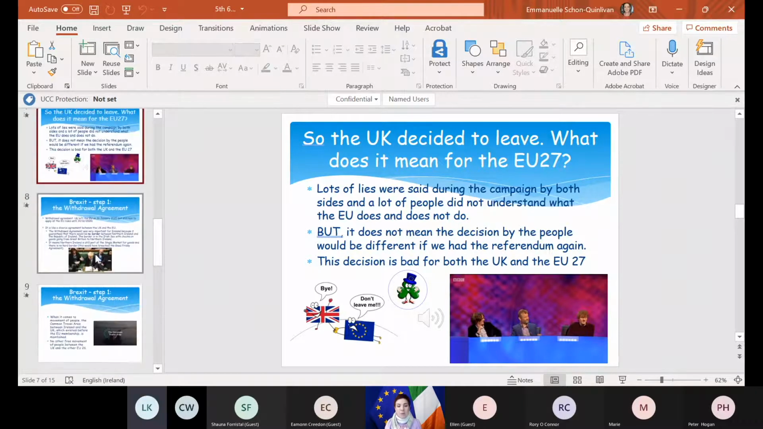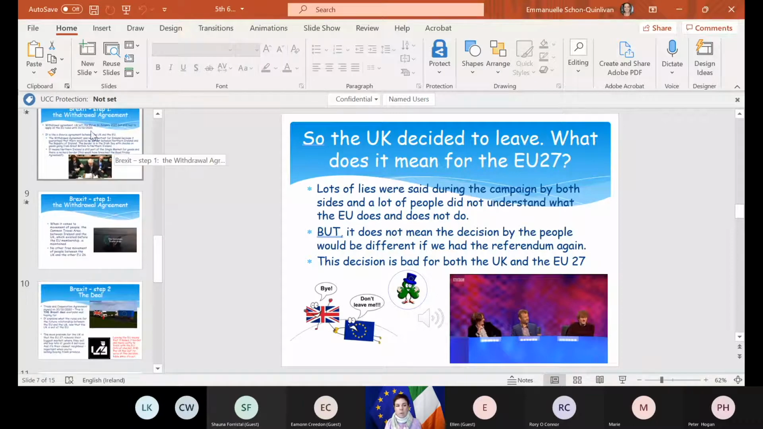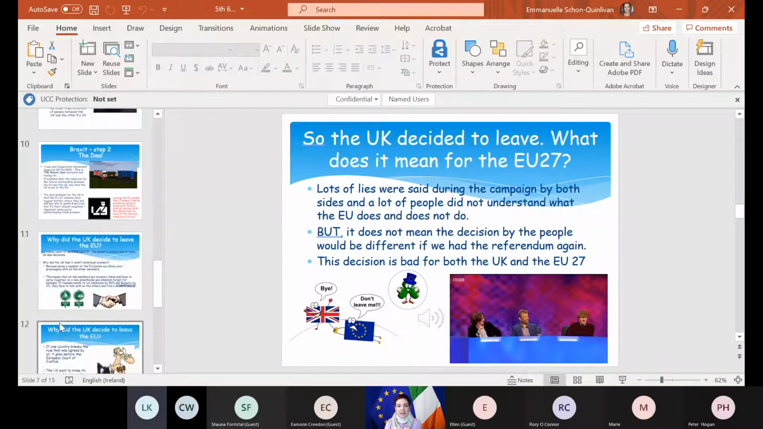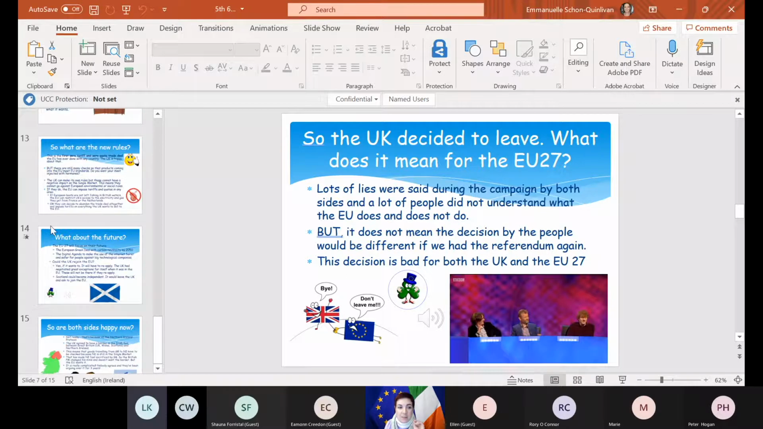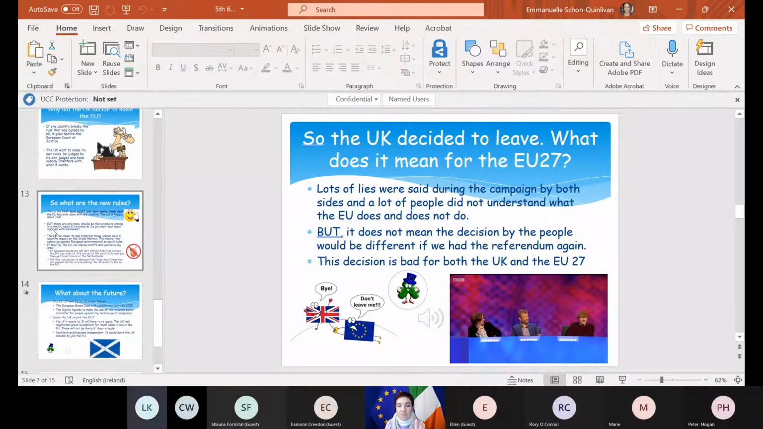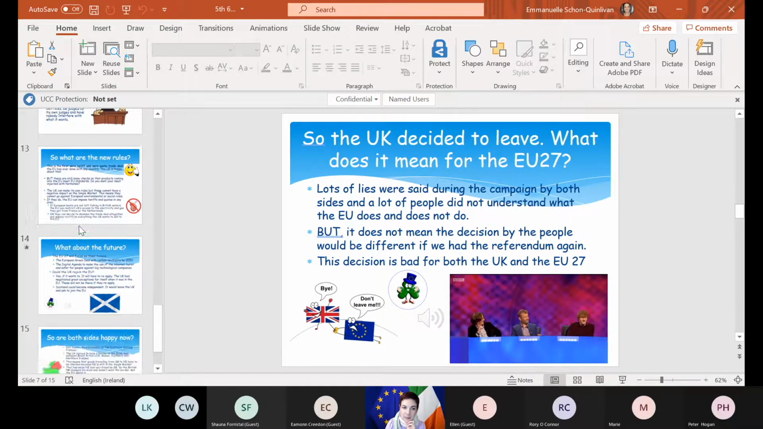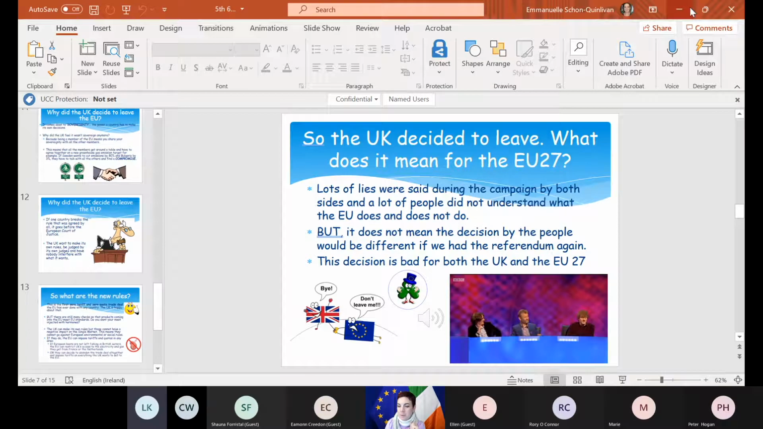And then we go through the different steps: the withdrawal agreement, the deal, and what about the future? You can completely pare it down. I know from experience that the children ask tons of questions, so I've tried to give you as much information as possible, but you can take those slides and cut down on the information and leave it as simple as you want. There's absolutely no problem there.